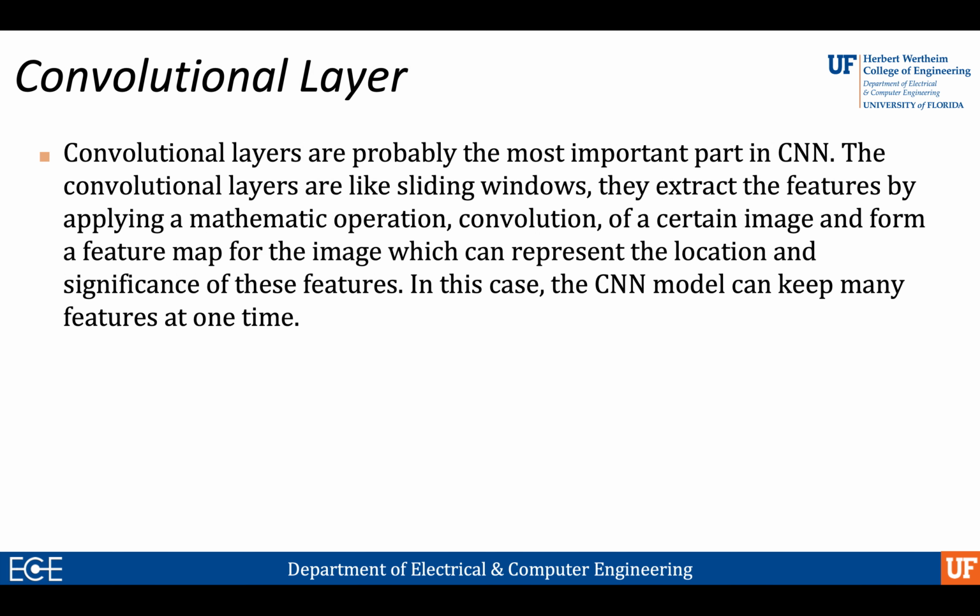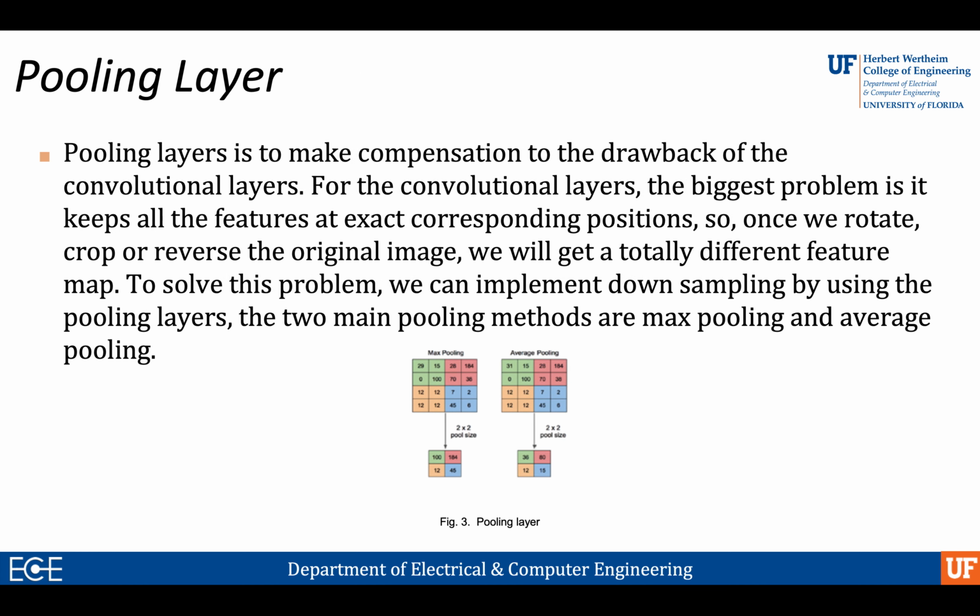So for the convolutional layers, they are probably the most important part in CNN. The convolutional layers are like sliding windows. They extract the features by applying a mathematical operation, convolution, to a certain image and form a feature map for the image which can represent the location and significance of these features. In this case, the CNN model can keep many features at one time.